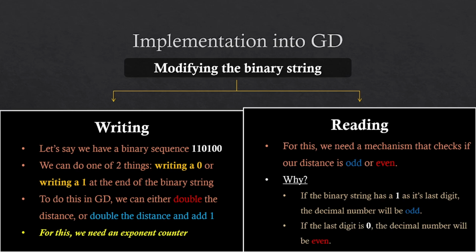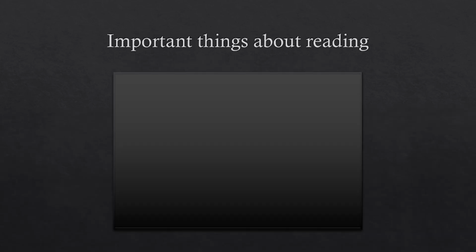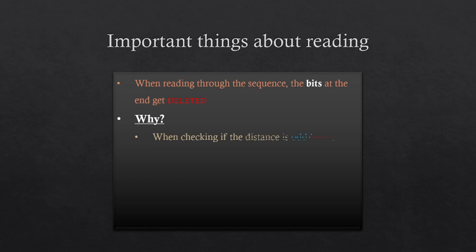Now there are some things you have to know about reading before becoming a professional at using it. That is, when reading through the sequence, the bits at the end get deleted. Why exactly? When checking if the distance is odd or even, the distance gets divided by 2 on collision. So in the video I showed you, the example of the odd-even number checker, you saw that the distance just got tinier and tinier as the collision blocks approached each other.